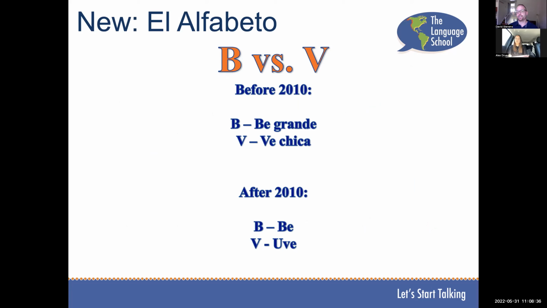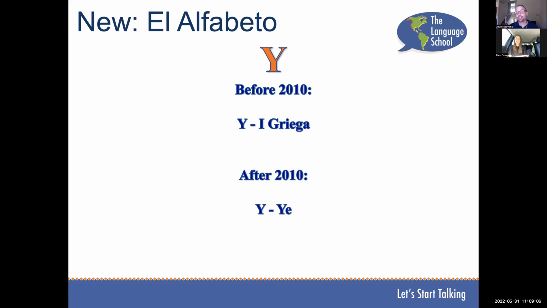Some of the differences are just pronunciation-wise. Before 2010, the letter B and the letter V really produced the same sound in Spanish. They both produce the B as in boy sound. So to distinguish between the 2 letters, they would either say B grande or B chica. After 2010, they changed the V, so it's ube now. So now we have a B and an ube. Okay. The Y used to be called the i griega, now it's just called the ye to be in line with the sound that it typically produces. And the W used to be called doble V, and now it's the ube doble.